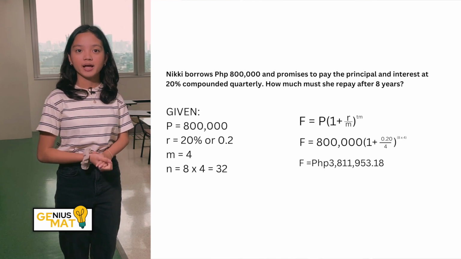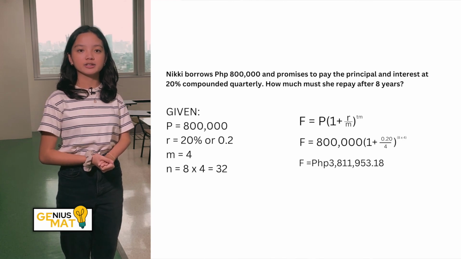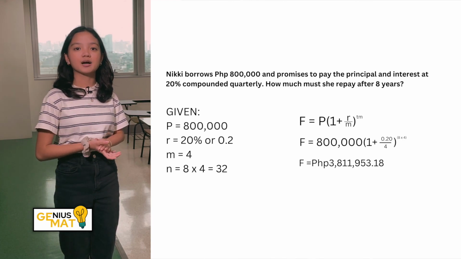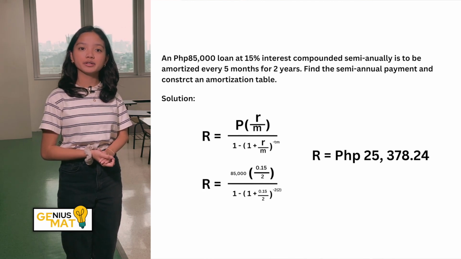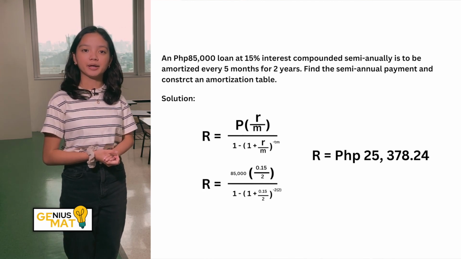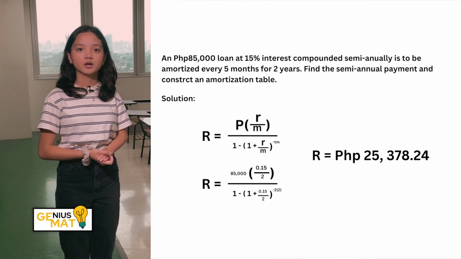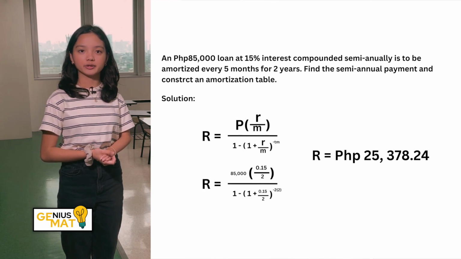In this video, I will be teaching you how to make an amortization schedule. Here is an example problem. As you can see, we're going to first get the periodic or regular payment. Here's how to solve it. We're going to use this formula to get it.